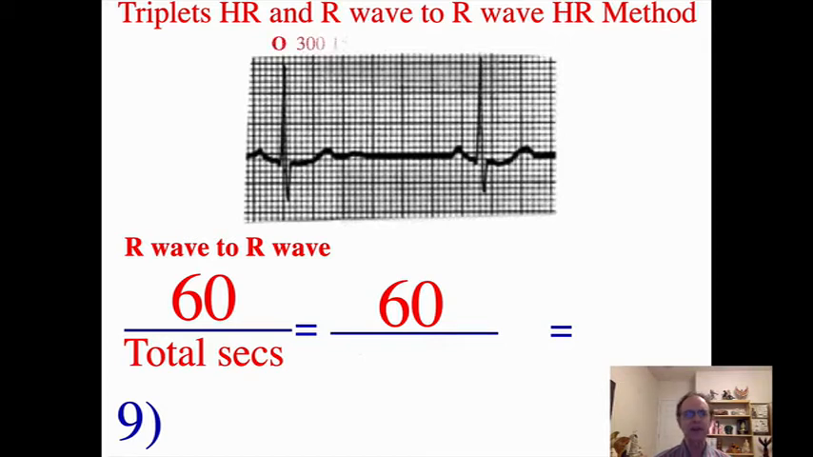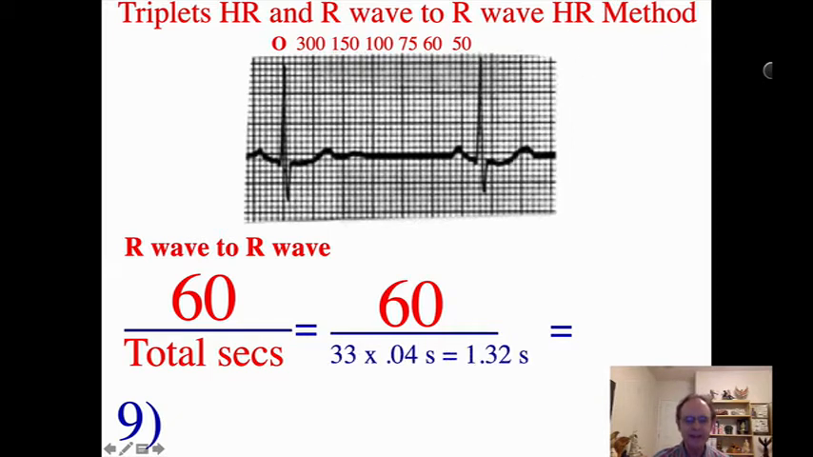There we go. Here's our 0, 300, 150, 100, 75, 60, 50. Whoa, this is less than 50 beats per minute. Let's calculate the R to R. We need our total seconds, so work with the small boxes. Here's 5, here's 10, 15, 20, 25, 30, 31, 32, 33 small boxes times 0.04.